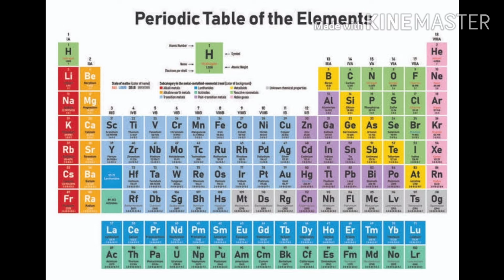And at the bottom portion of this periodic table, there are two separate rows of elements, and these elements are called inner transition elements. Within a group, all the elements have the same number of valence electrons, and the number of shells in the electronic configuration of the elements increases as we go down the group.